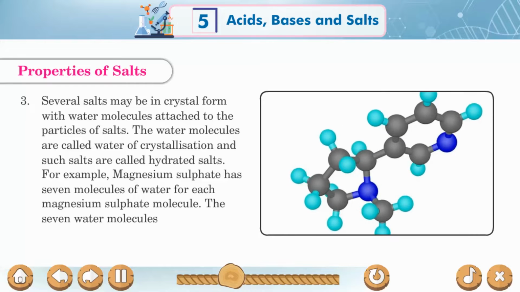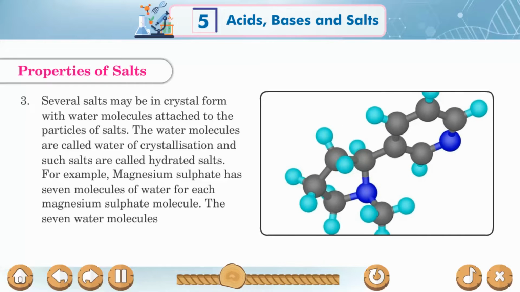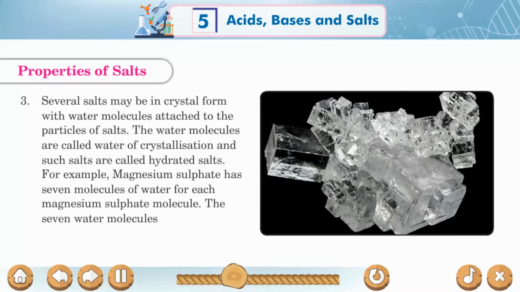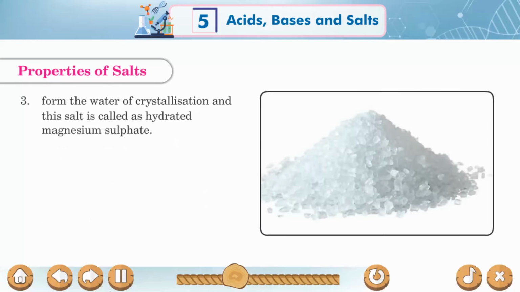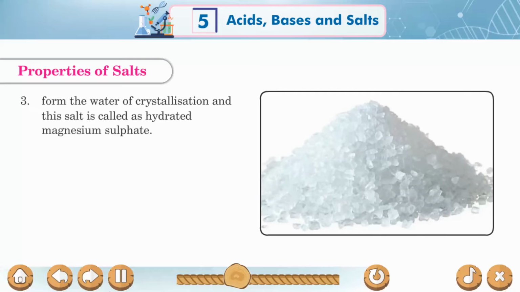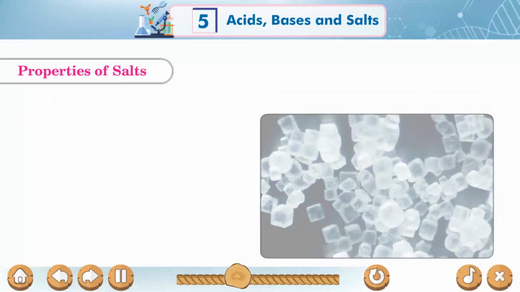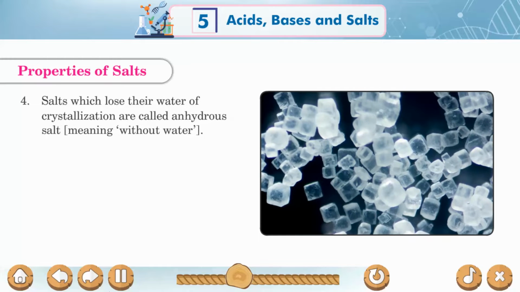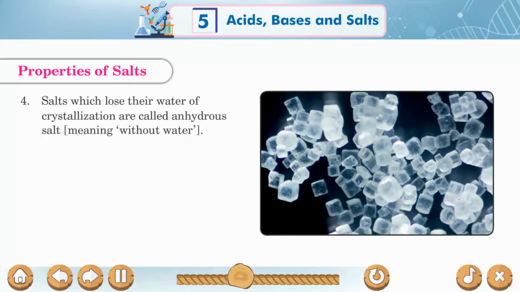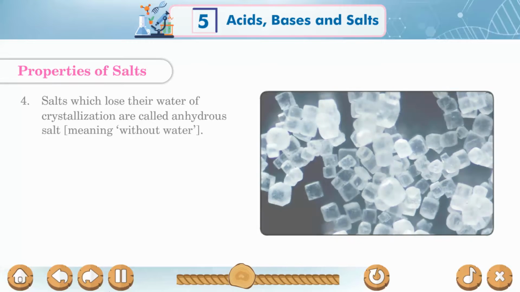For example, magnesium sulfate has 7 molecules of water for each magnesium sulfate molecule. The 7 water molecules form the water of crystallization and this salt is called hydrated magnesium sulfate. 4. Salts which lose their water of crystallization are called anhydrous salts, meaning without water.